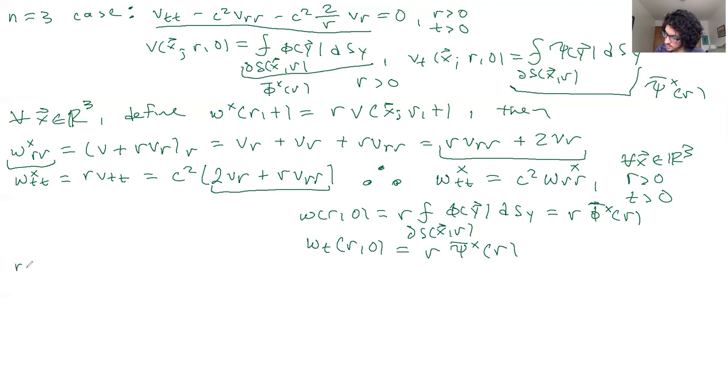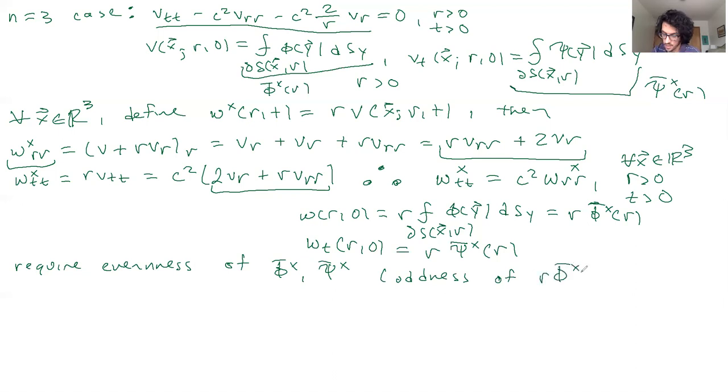So this then requires evenness of phi bar x and psi bar x. And as a result, we get oddness of r phi bar x and r psi bar x, because it's just an odd times an even function. r is an odd function. And so we get evenness because this is over a spherical shell here, and we're just picking up the symmetry of the sphere.